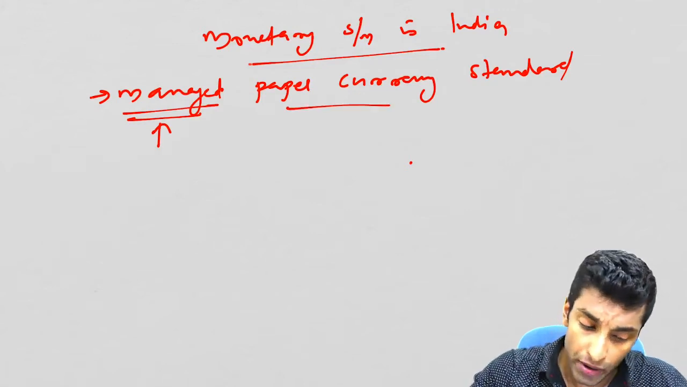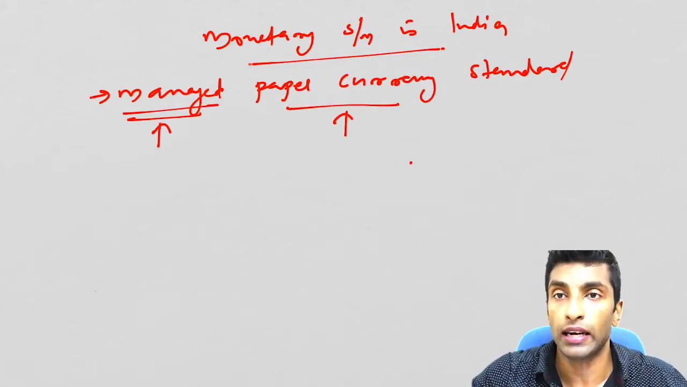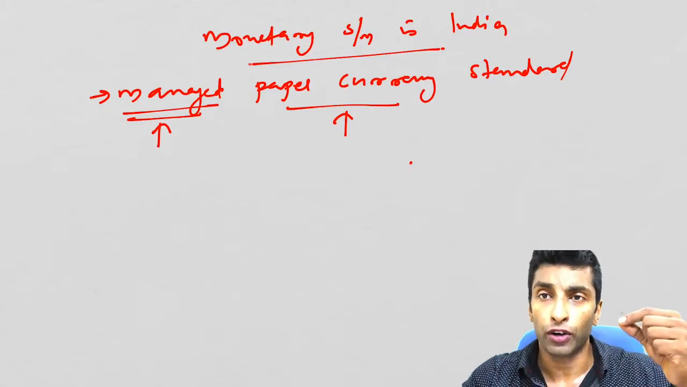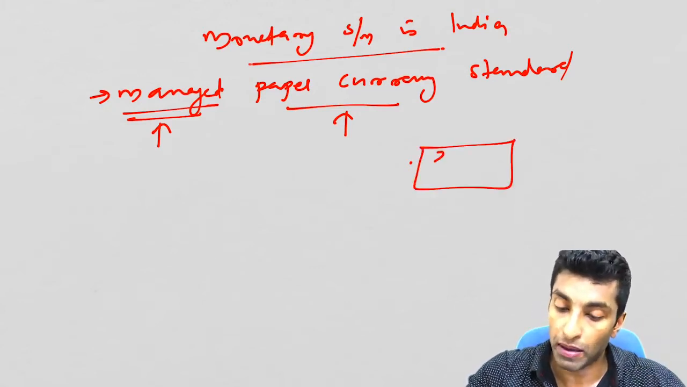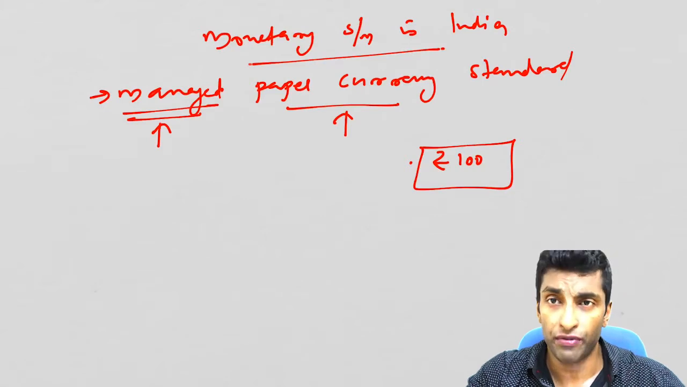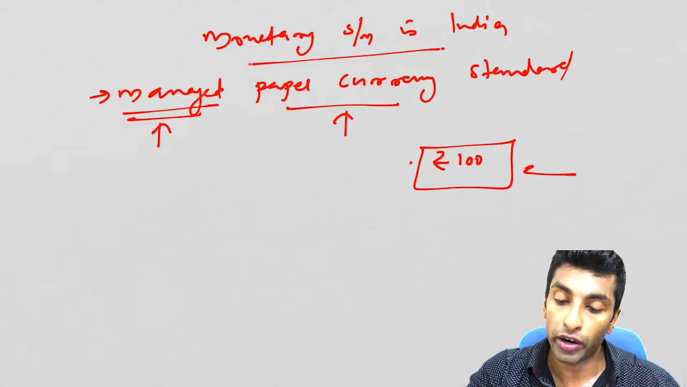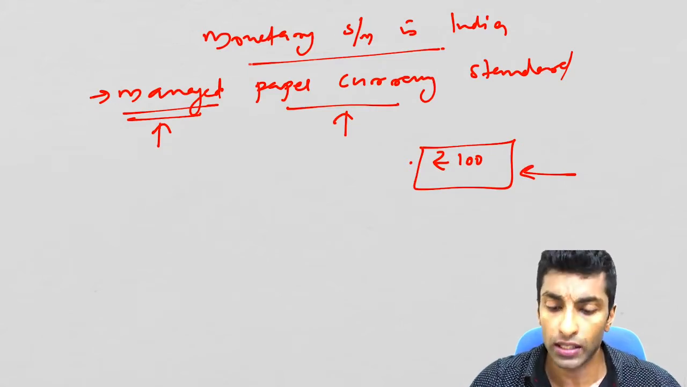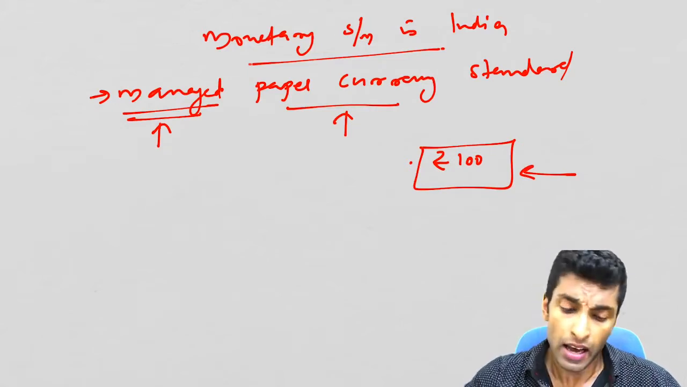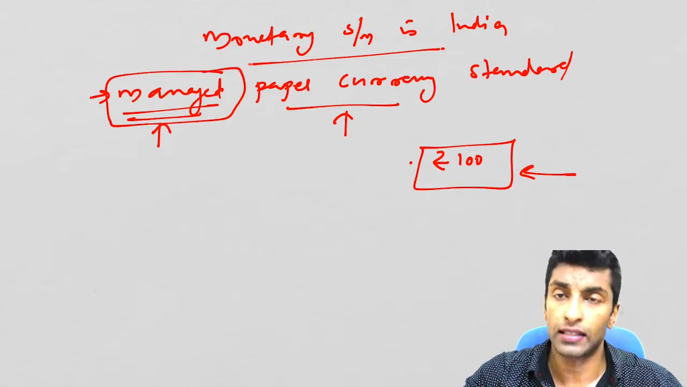Government can manage paper currency because paper currency only, as we have discussed, is the token money. Token money is actually printed on a piece of paper, let's say 100 rupees printed. The value of money is much more than value of this commodity in which it is printed. So it is known as token money or paper currency. Now you see here managed paper currency standard.